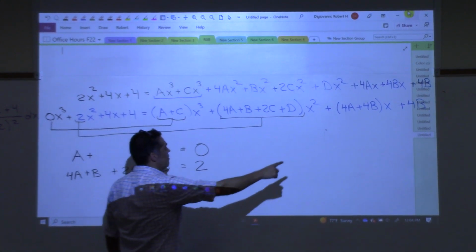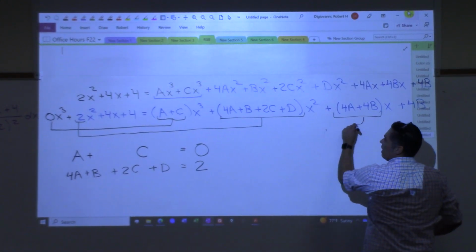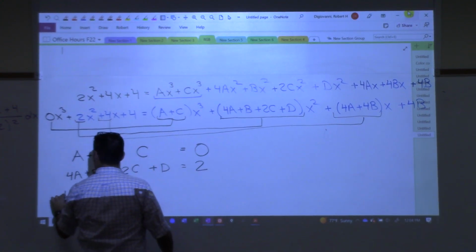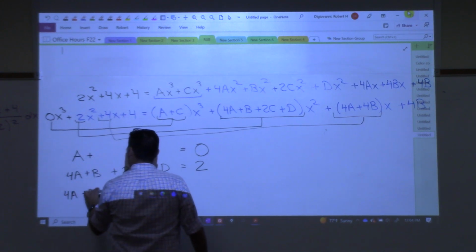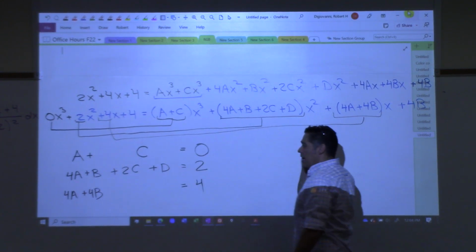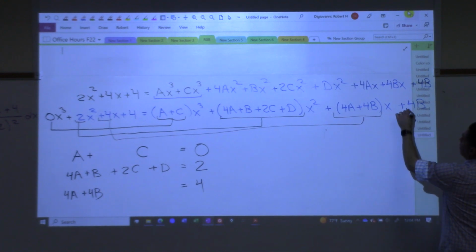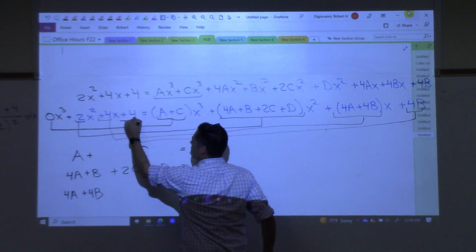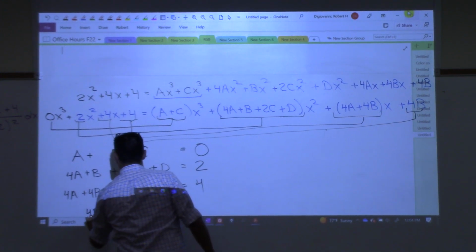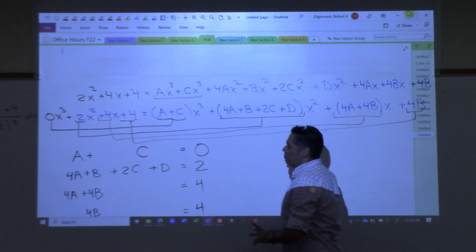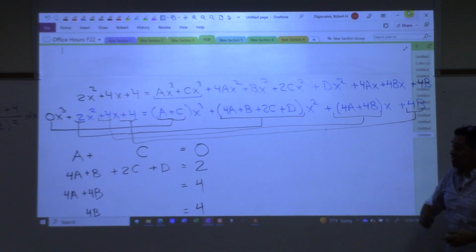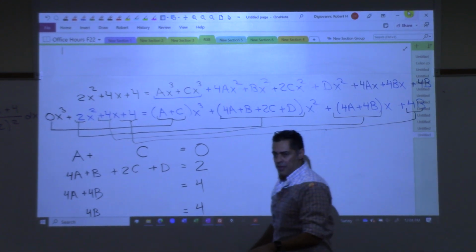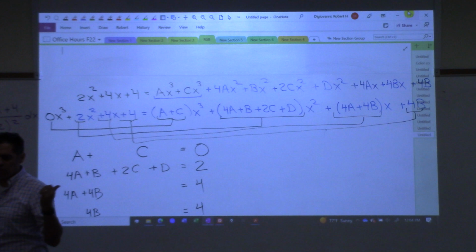Got to now match this one, right? 4a plus 4b has to match up right here and become a 4. So 4a plus 4b must be 4. And one more equation, right? 4b must be 4. Now I realized a long time ago that you could have figured out what b is. But again, this is more for the method than it is for this problem.